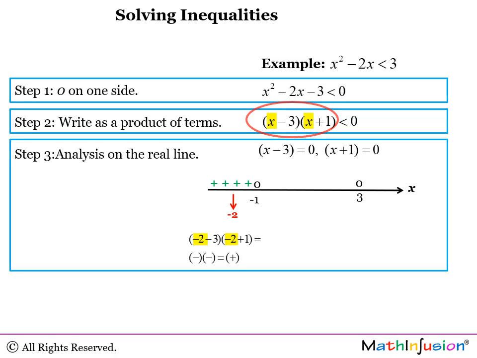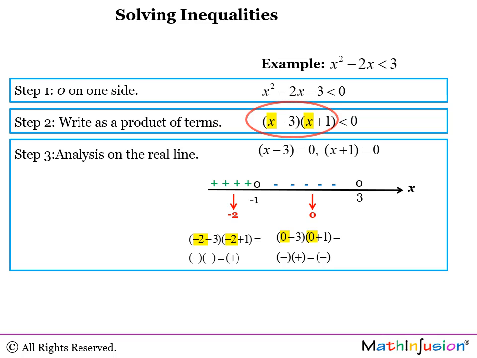Now we are going to check the sign on the second interval between negative 1 and 3. 0 is a good sample point. We are now substituting in the expression x equals to 0, and we get negative 3 times 1, which is negative.